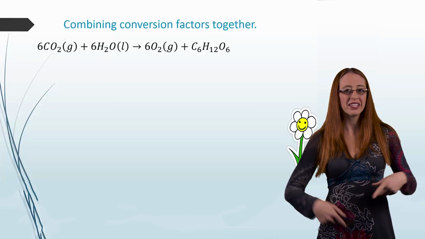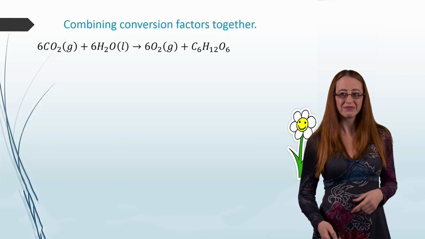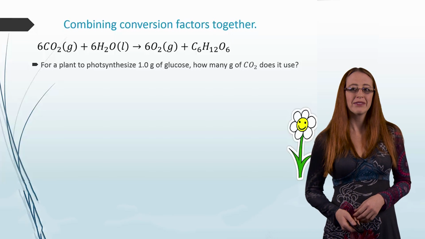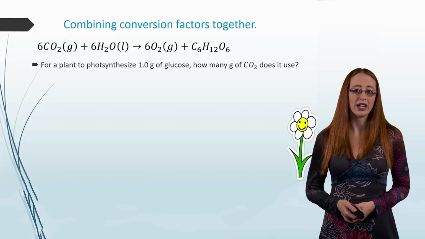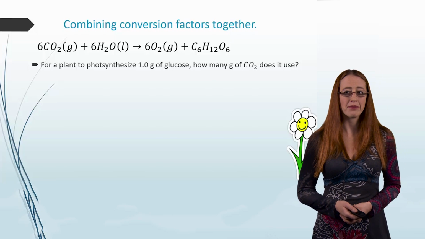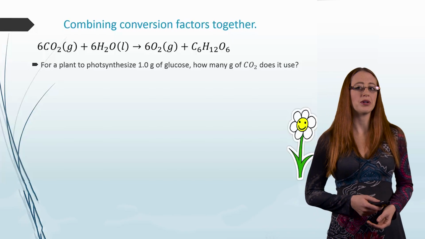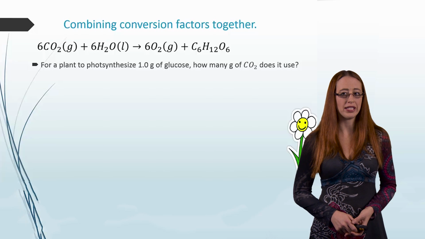Okay, so now we can combine lots of these together. So let's take a different example that's a little bit more complex. For a plant to photosynthesize 1 gram of glucose, how many grams of carbon dioxide does it use? So if we want 1 gram of glucose, how many grams of carbon dioxide do we need?